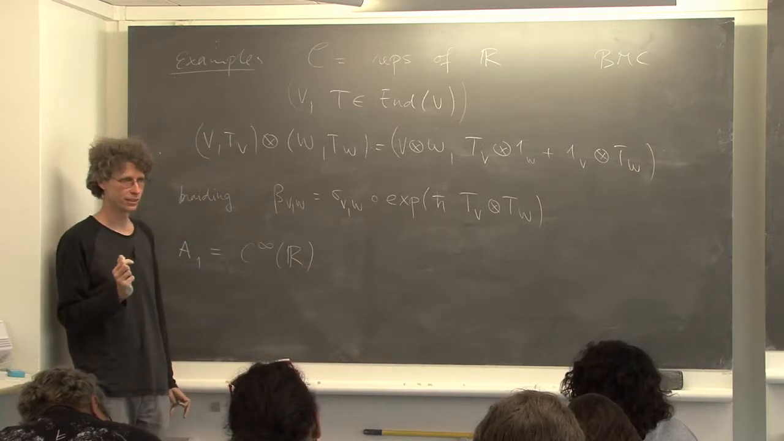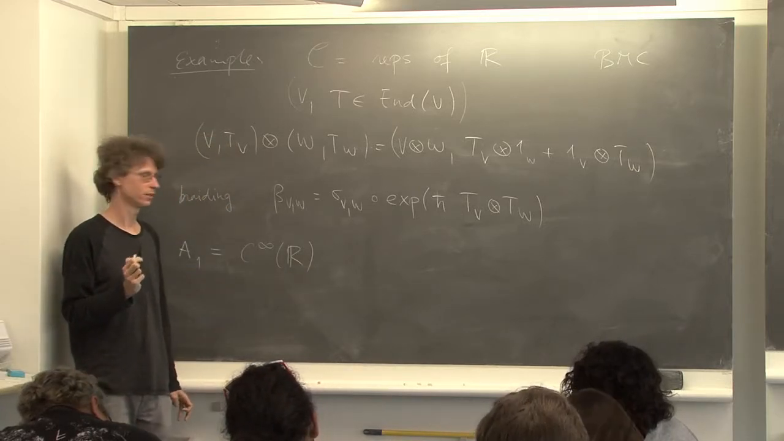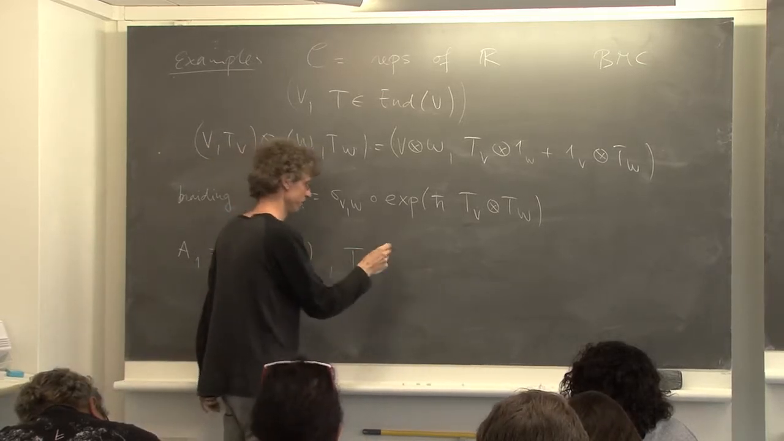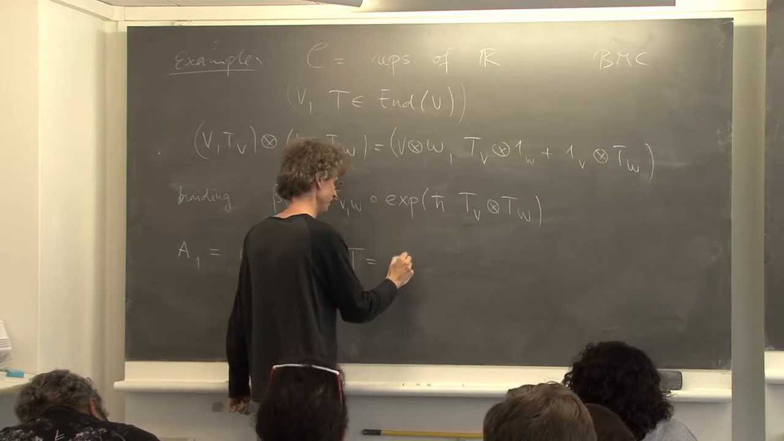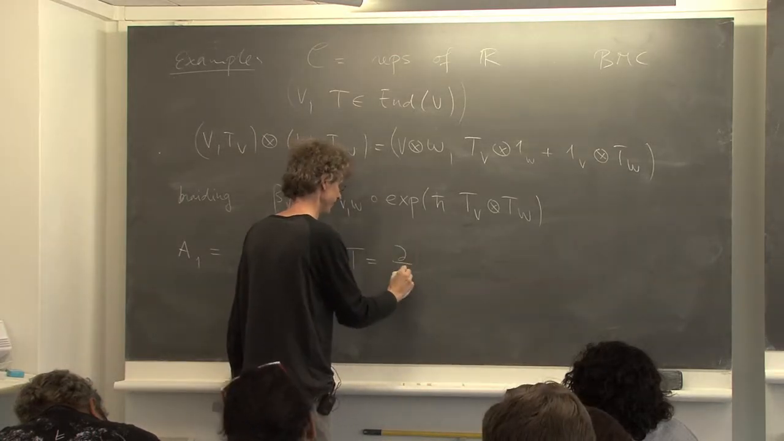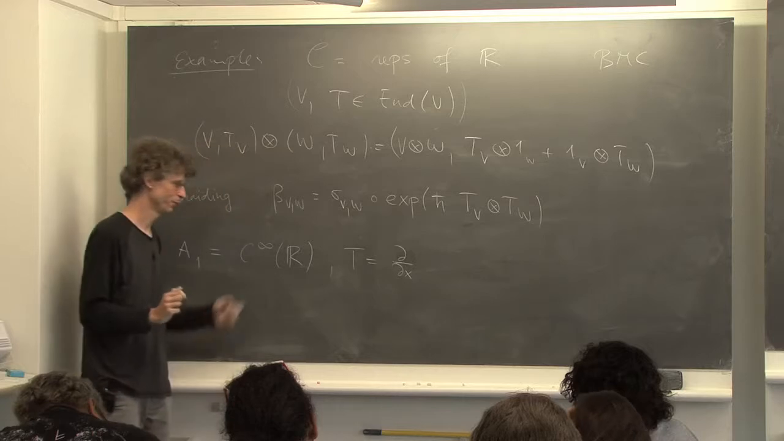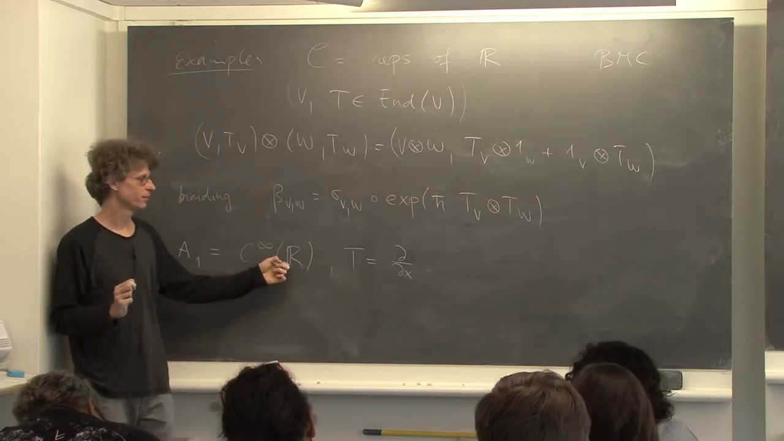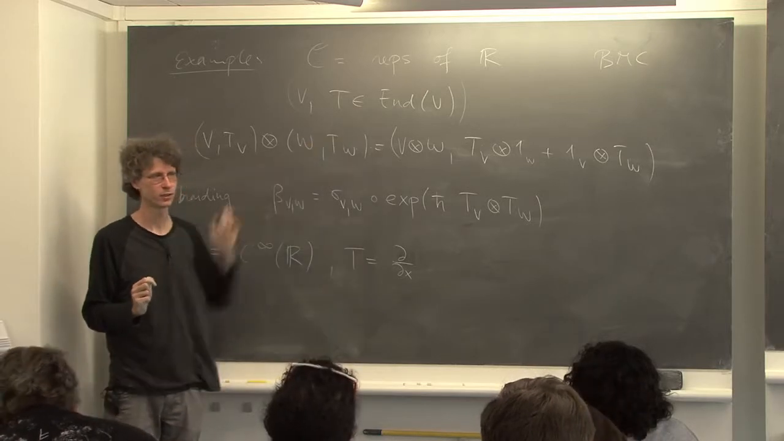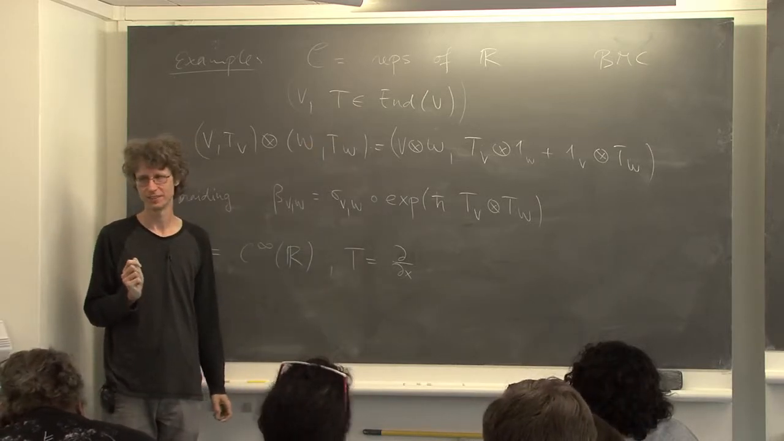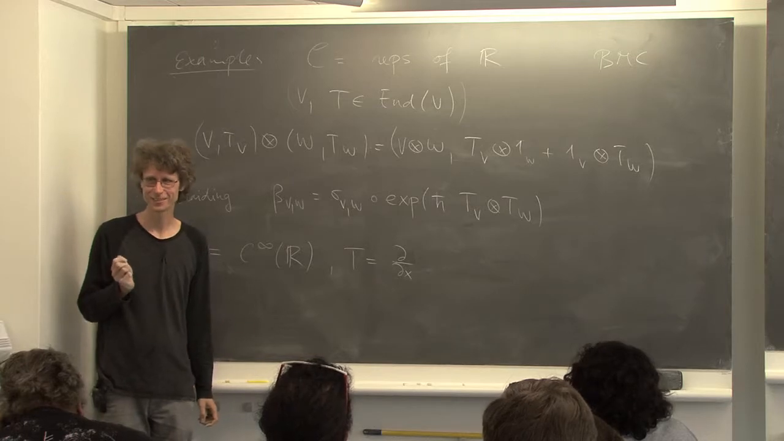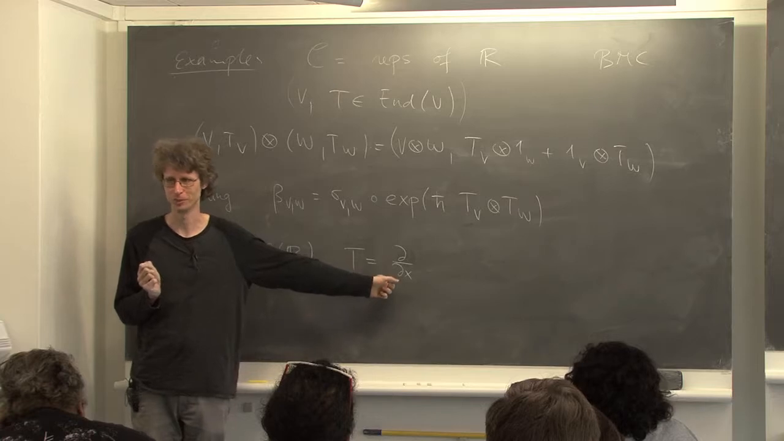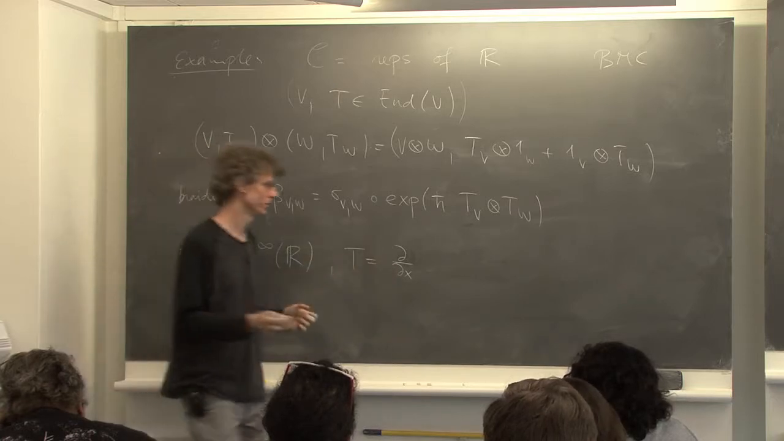But who's going to be T? T is going to be just derivative. So I don't know, d over dx, where x is the coordinate here. Is it an algebra in this category? Yes. It is an algebra in this category, exactly, because this is a derivative. This is a derivation of our algebra.